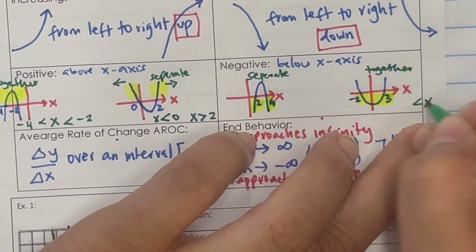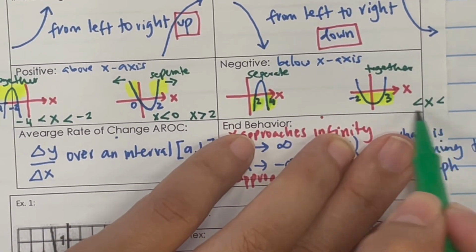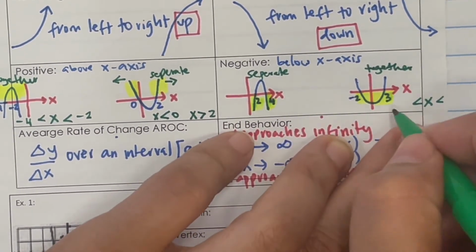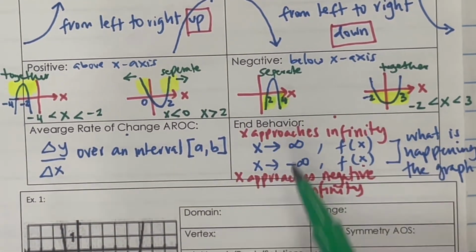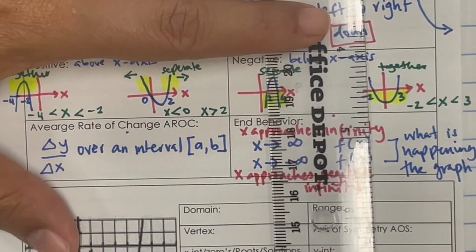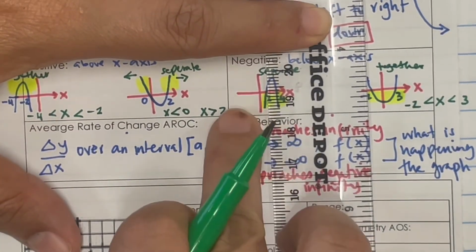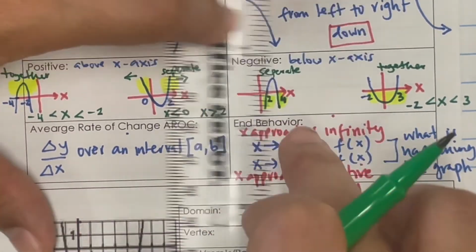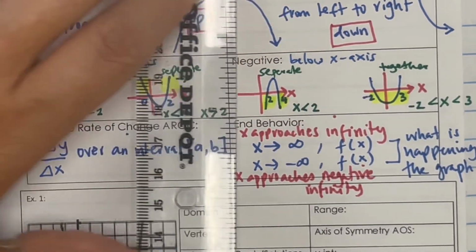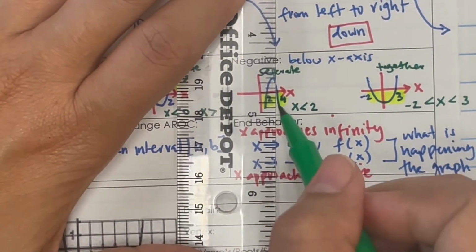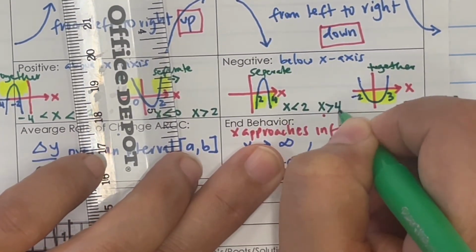You put an x, less than, and it's between what two numbers? From least to greatest, -2 and 3. The separate one, you have to look at where you shaded. So if I put my ruler right here, I shaded to the left. So to the left of 2. And then over here, if I put my ruler here, I shaded to the right of 4. So to the right of 4.